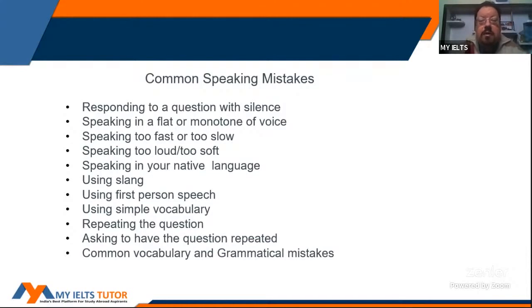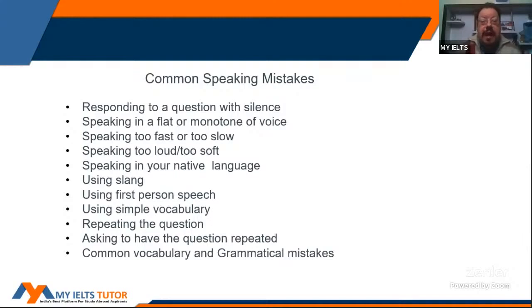Also, you don't want to speak too slow, because if you speak too slow, then you might put the scorer to sleep. Actually, no, you're not going to do that. But again, both speaking too fast and speaking too slow are not natural. You need to find a good pace that's neither too fast nor too slow.